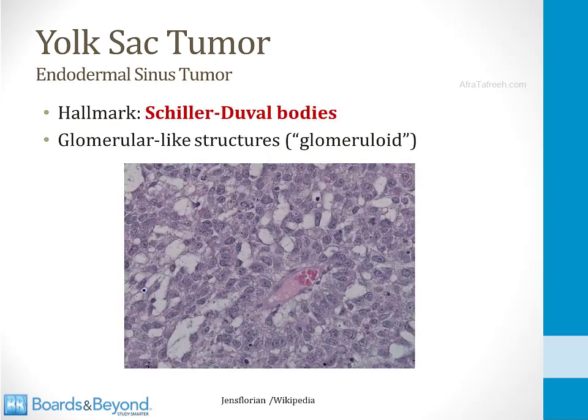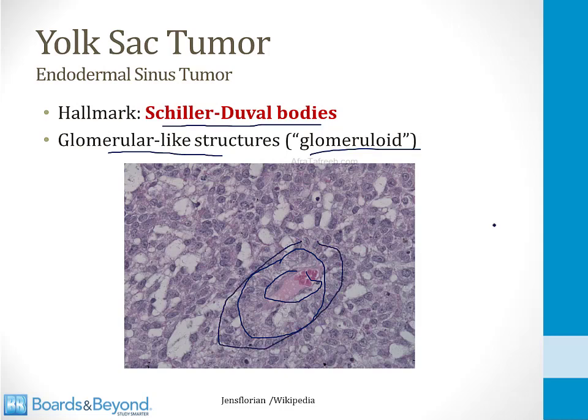There's a classic pathologic finding in yolk sac tumors called a Schiller-Duval body. It's a blood vessel, like this pink thing in the middle of the screen here, surrounded by cancer cells on the outside. If that is seen, it is pathognomonic for a yolk sac tumor. These structures are described as glomerular-like or glomeruloid because they have some similarities to the glomerulus. But the main thing to remember is when you see a blood vessel surrounded by cells like this, they're showing you a Schiller-Duval body in a yolk sac tumor.